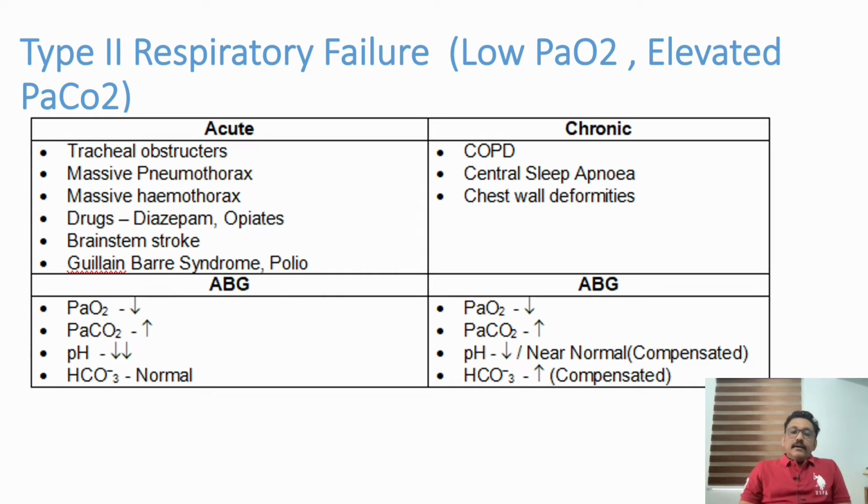Whatever it is, one of the most common conditions in the emergency room with type 2 respiratory failure is COPD, ILD, central sleep apnea syndrome, prolonged ARDS, chest wall deformities. All these conditions can present as type 2 respiratory failure. Here what happens is PaO2 is reduced, PaCO2 is increased, that increases carbonic acid, pH reduces, then compensation occurs so that pH may come back to near normal, and to compensate for this acidosis, bicarbonate levels will be increased. That is done by the kidney. We will see that.